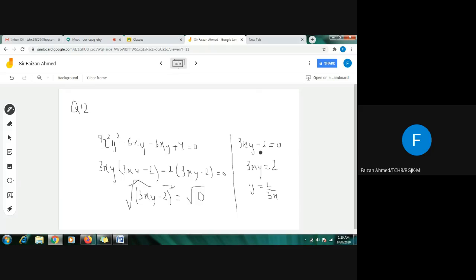So 3xy minus 2 will be equal to 0, and if you read the question, it is clearly mentioned that you have to express y in terms of x. So I have to make y my subject. So I will shift this 3x to the other side. So the value of y will be 2 upon 3x.